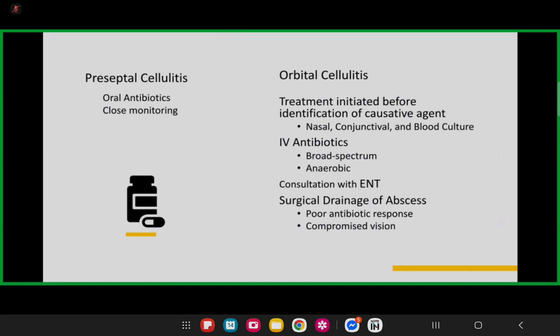When you have presence of sinusitis, it's always good to consult ENT. And for those with poor response to antibiotics, or patients already having compromised vision, drainage of the abscess is one of the considerations in the management of these patients.